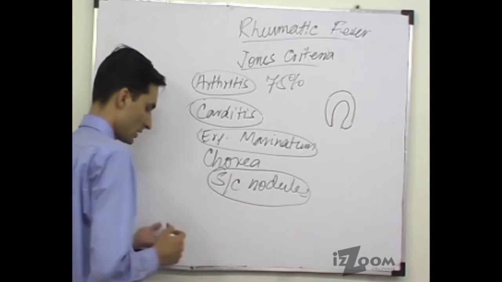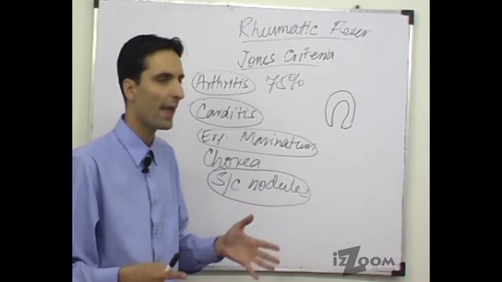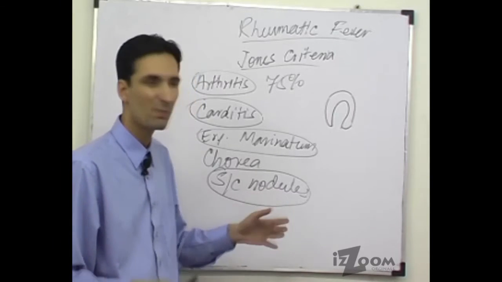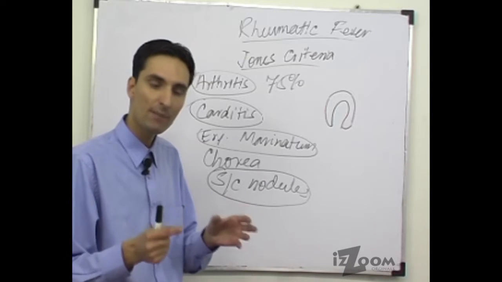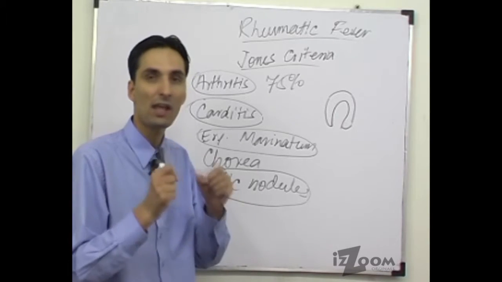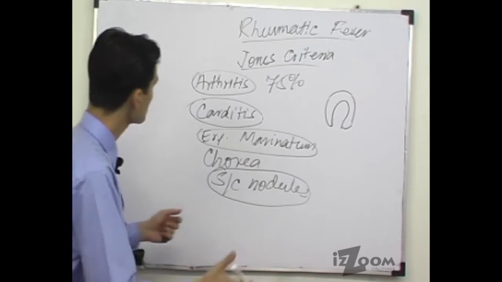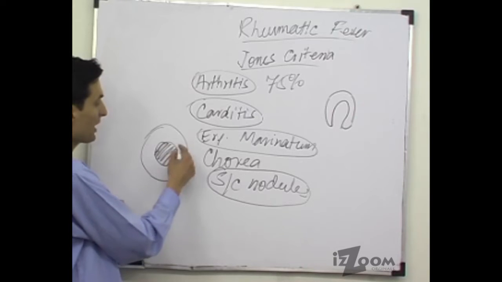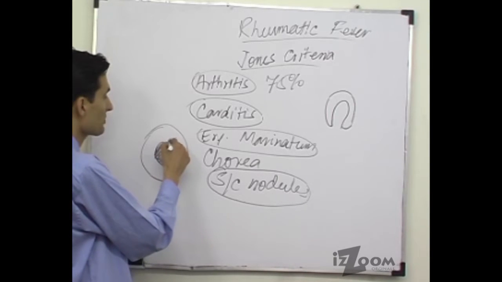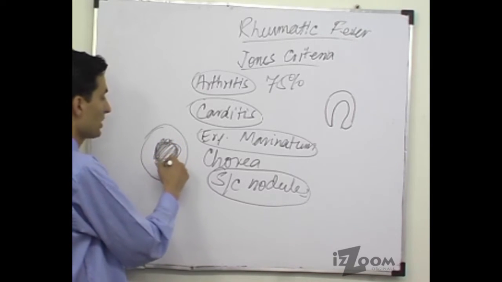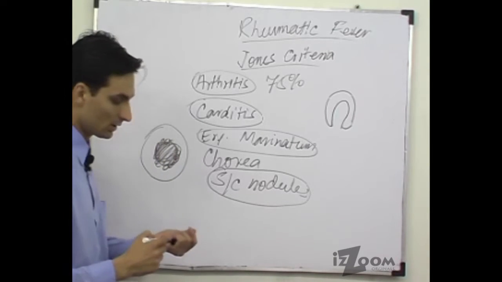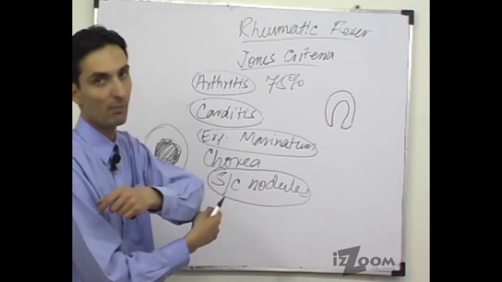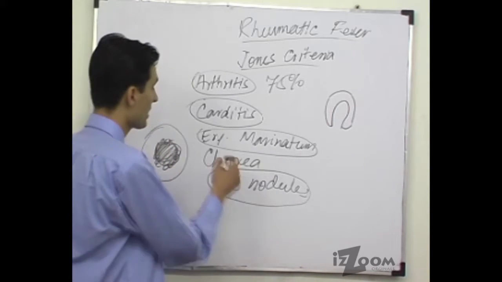Subcutaneous nodules are an uncommon feature of rheumatic fever and can be present in some individuals. The basic pathology in subcutaneous nodules is a vasculitis. There is a central area of fibrinoid necrosis surrounded by macrophages, and they occur at various parts of the body which can be felt, such as the elbow and so forth.